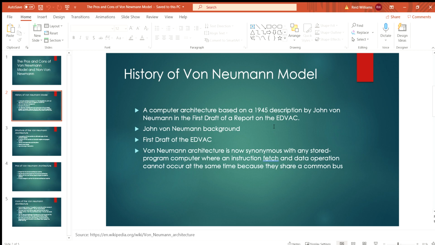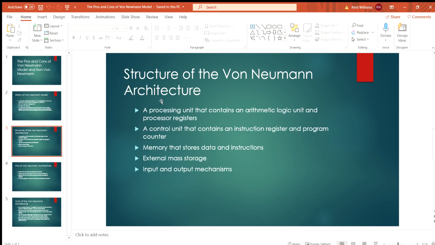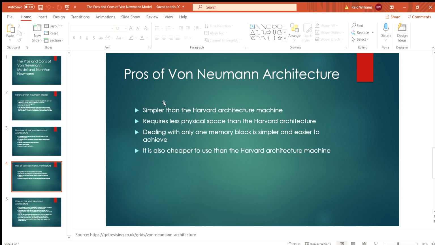The von Neumann architecture is nowadays essentially synonymous with any stored program computer, where an instruction fetch and a data operation cannot occur at the same time, because it's all shared on a common bus, which is why it's simple in a great way. It's easy to implement, but it is limited, and we'll talk a bit more about that now, moving into the pros and the cons of the von Neumann architecture.